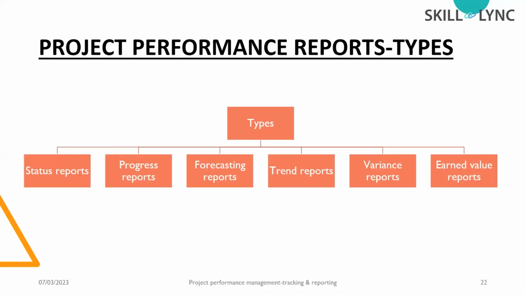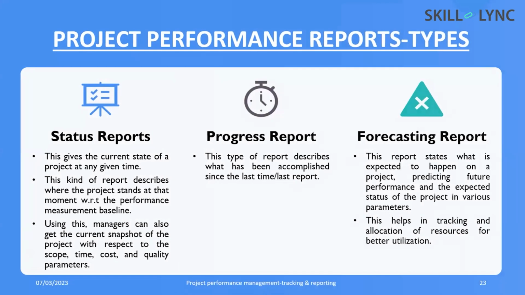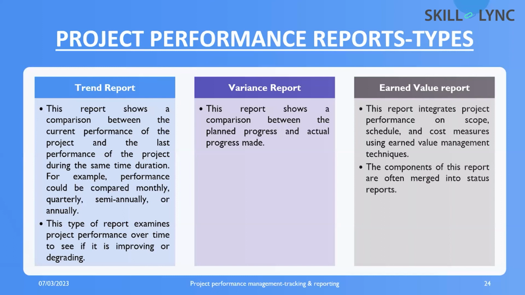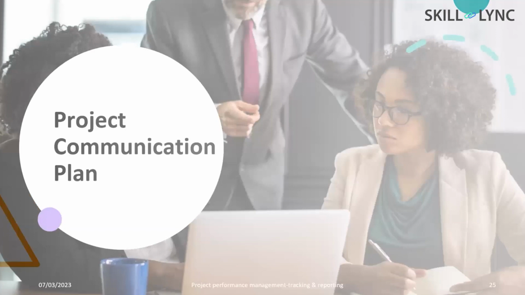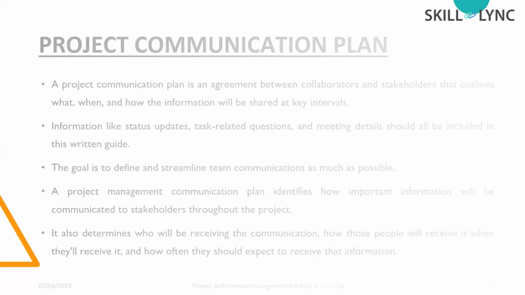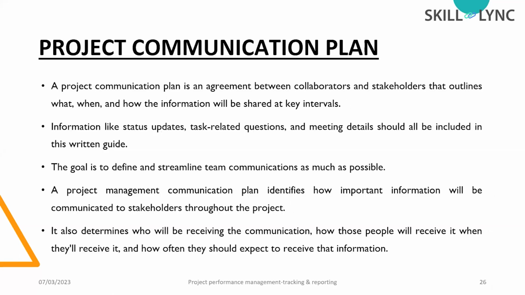The types of project performance reports can be status reports, progress reports, forecasting reports, trend reports, variance reports, and earned value reports. Depending upon the requirement from the stakeholder, we choose which report to produce. Then the communication plan: we learned the importance of communication in construction management and of a communication plan, which is a streamlined communication channel of whom to connect with for a particular activity. I hope this part is clear.